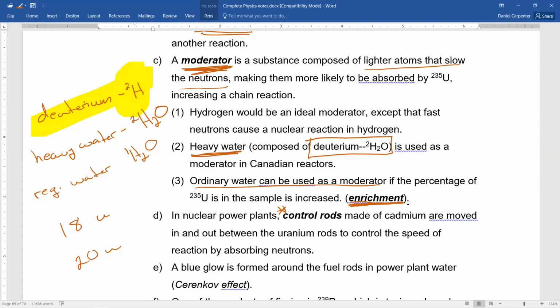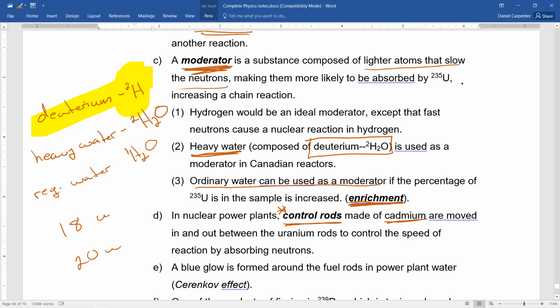Now, in nuclear power plants, we do not want the chain reaction to happen full tilt. We want it to be efficient, but we also want to be able to control it. So in nuclear power plants, control rods made of cadmium, heard of cadmium, the cadmium bunny comes out at Easter with chocolate eggs. No, that's Cadbury bunny, never mind. Cadmium rods move in and out between the uranium rods to control the speed of the reaction.